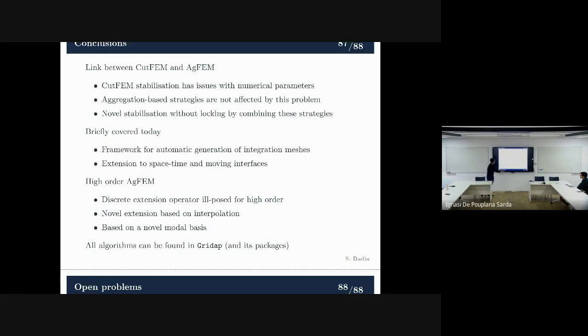And just to conclude, today I've been talking a little bit about the problems in unfitted finite elements, for those of you that didn't know them. I've been talking about CAD-FEM and the connection between these two. I briefly covered how we do the integration part, the geometrical part, and the extension to space-time. I also discussed how we have been able to solve the issue that we encounter when we go to high order aggregated finite elements. And finally, I made some comments about our software.